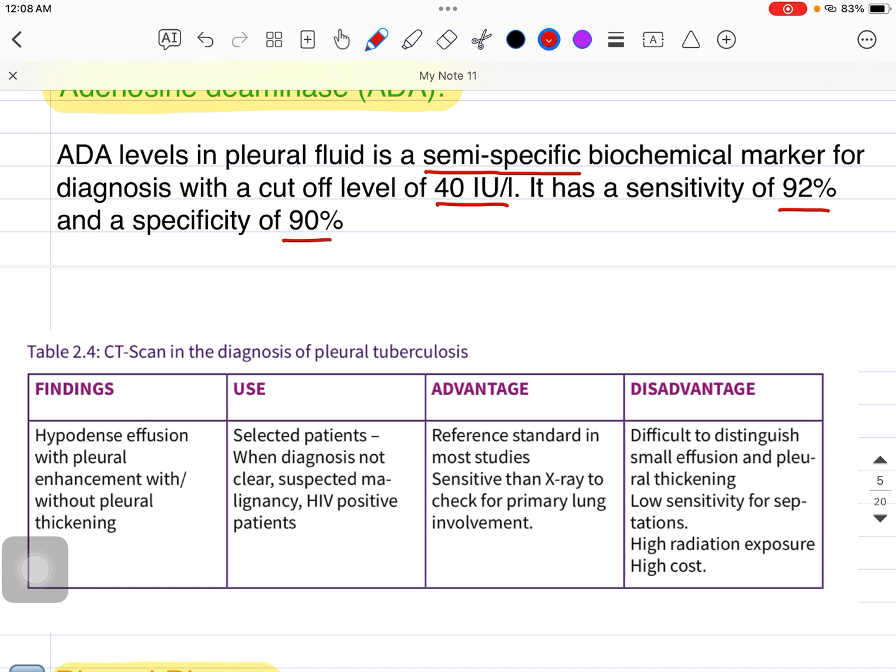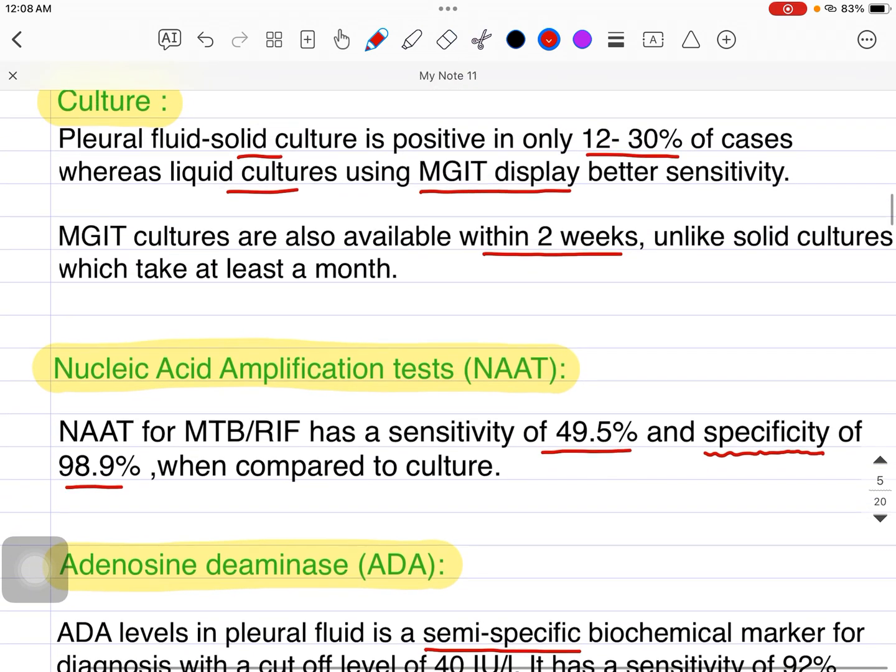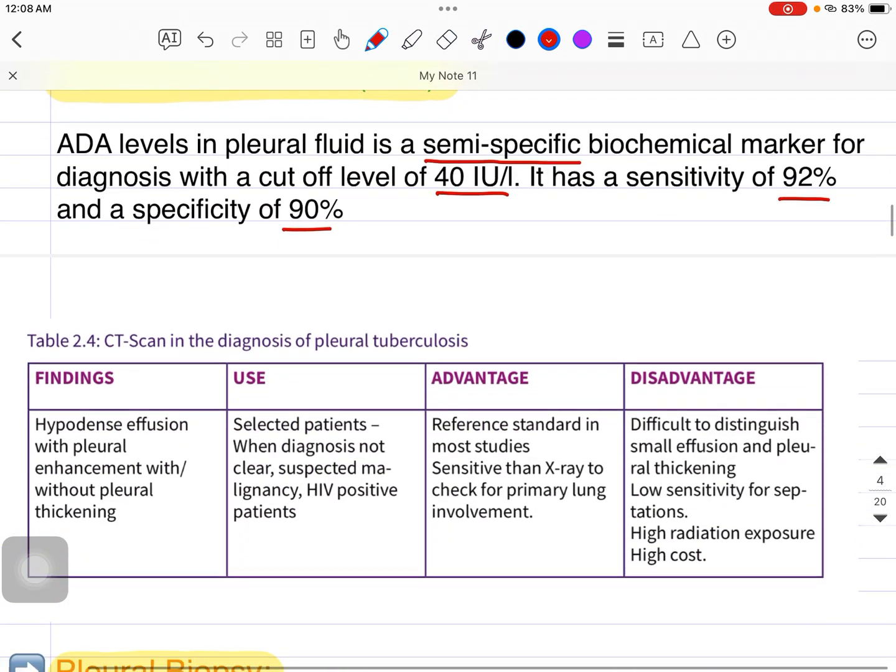So if we talk about the pleural fluid, then we should be sending the protein, glucose, ADA, and the cell count, total count, differential count. Then we should be sending the cultures, we should be sending the NAT, basically NAAT, and we should be sending the adenosine deaminase, that is the ADA, and the culture over there, right?